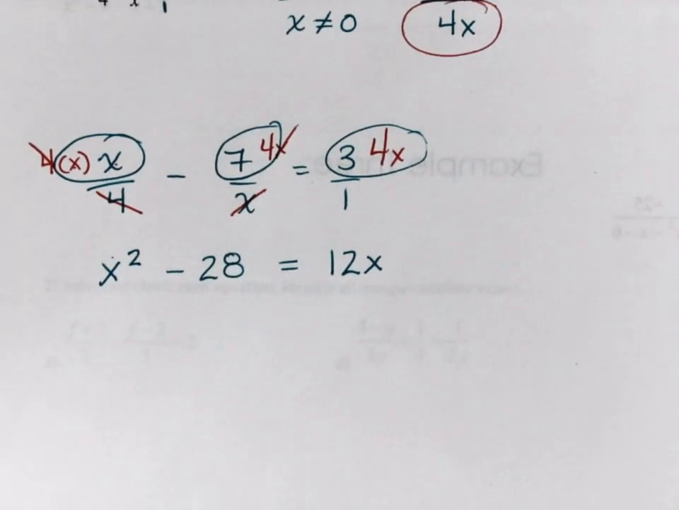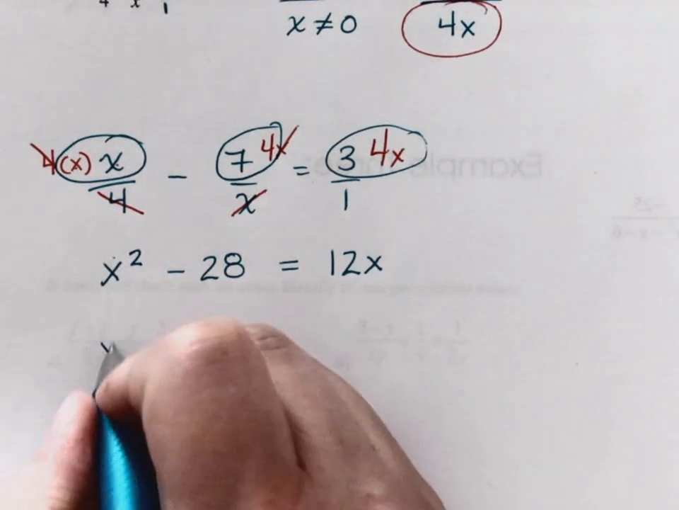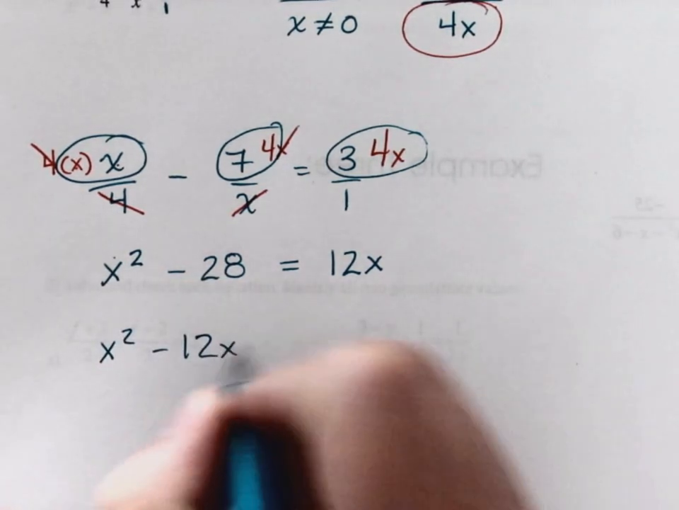What do I do here? Any suggestions? As soon as I see an x squared, what do I have to do? Somebody said it. I have to factor or use my quadratic formula. So what do I have to do first before I do any of that? Gotta have it equal to 0. See, you guys have all the knowledge. You have all the knowledge.